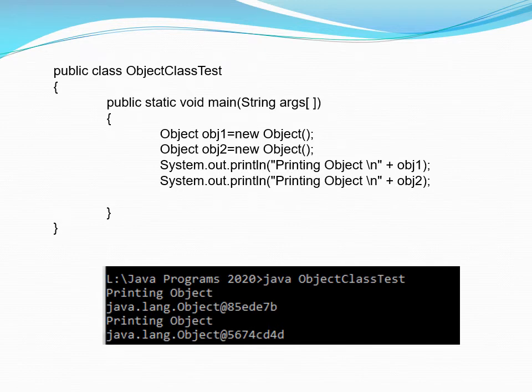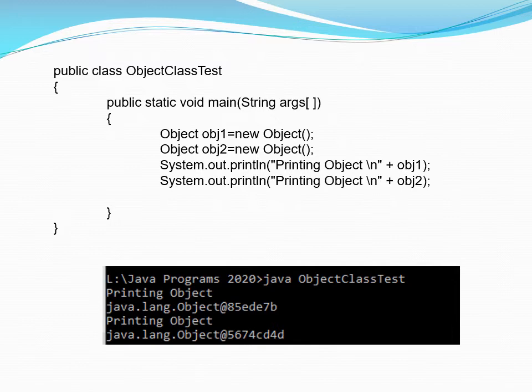If you see, the first thing that is printed is the name of the class. java.lang is the package name and Object is the name of the class. For these two objects, the class is Object. Similarly for the second one also, same class, Object. Then comes the @ symbol. So first is the class name, then the @ symbol, and then comes the hexadecimal value of the hash. 85EDE7B is the hexadecimal hash value of object 1. And similarly, there is a hexadecimal hash value for the second object too.